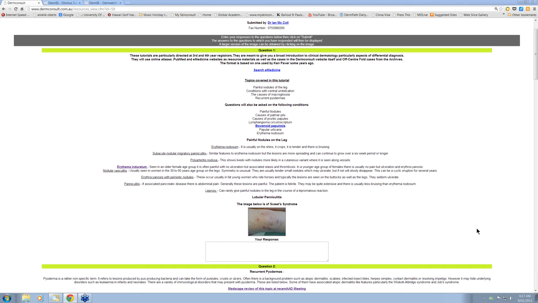Now, the other condition that you've got to think of is sarcoidosis, and especially the combination of respiratory symptoms with erythema nodosum and an X-ray showing hilar lymphadenopathy, and that's called Lofgren's syndrome.